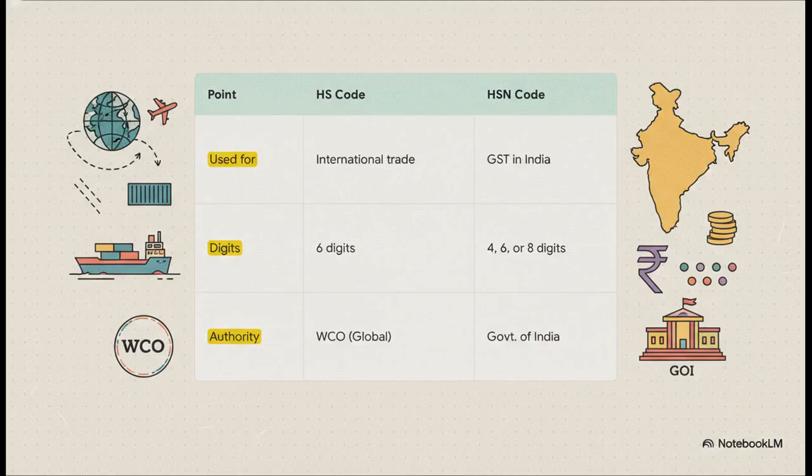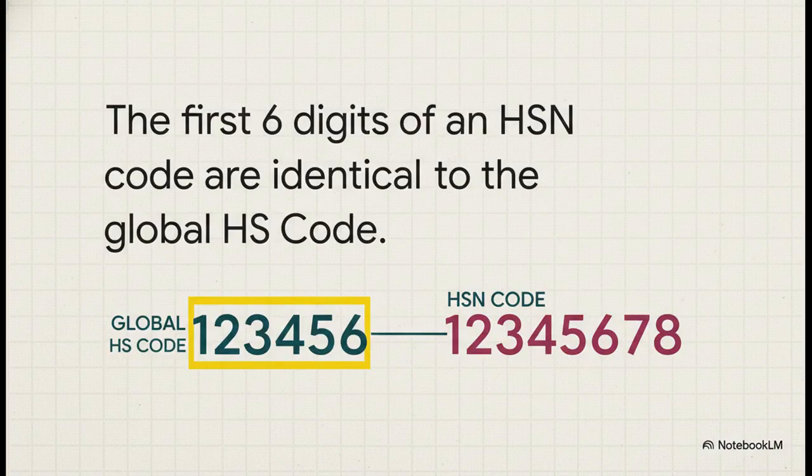This table lays out the key differences perfectly. You've got the HS code, that's for international trade, it's 6 digits, and it's governed globally by the WCO. On the other hand, you have the HSN code. That's for GST in India. It can have more digits for more detail, and it's managed by the government of India. But here it is, the most important takeaway from that whole comparison. Listen up. They aren't 2 separate systems. An HSN code isn't starting from scratch. It builds directly on the global HS code. Those first 6 digits are exactly the same.